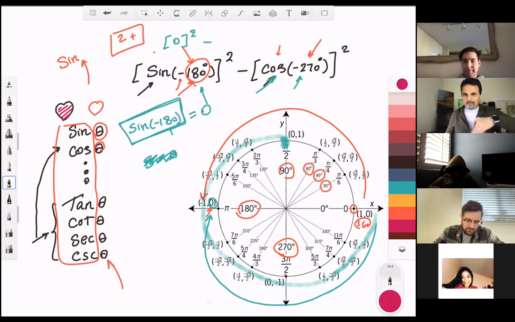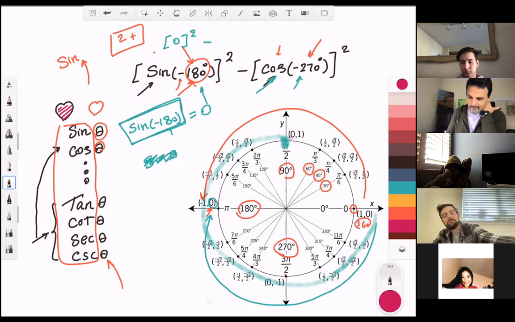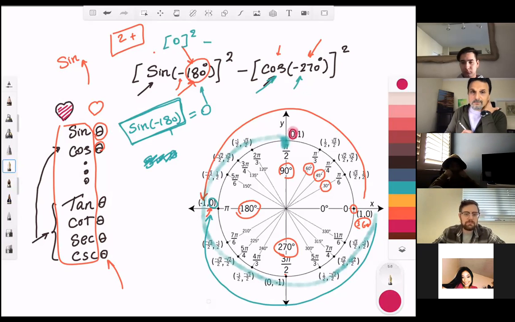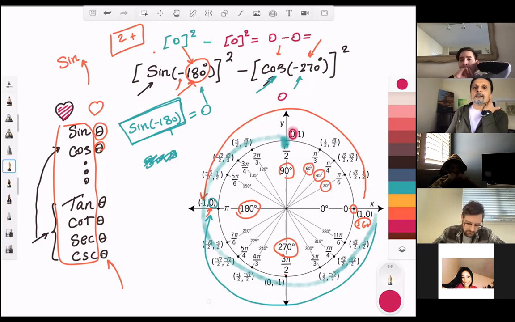Does that make sense? When I go this direction 270, it goes from the bottom to the top. So this is 0 cosine. We're dealing with the x value, so I put 0 here. So bracket 0 squared. We have 0 squared minus 0 squared, and with a calculator, we get 0.